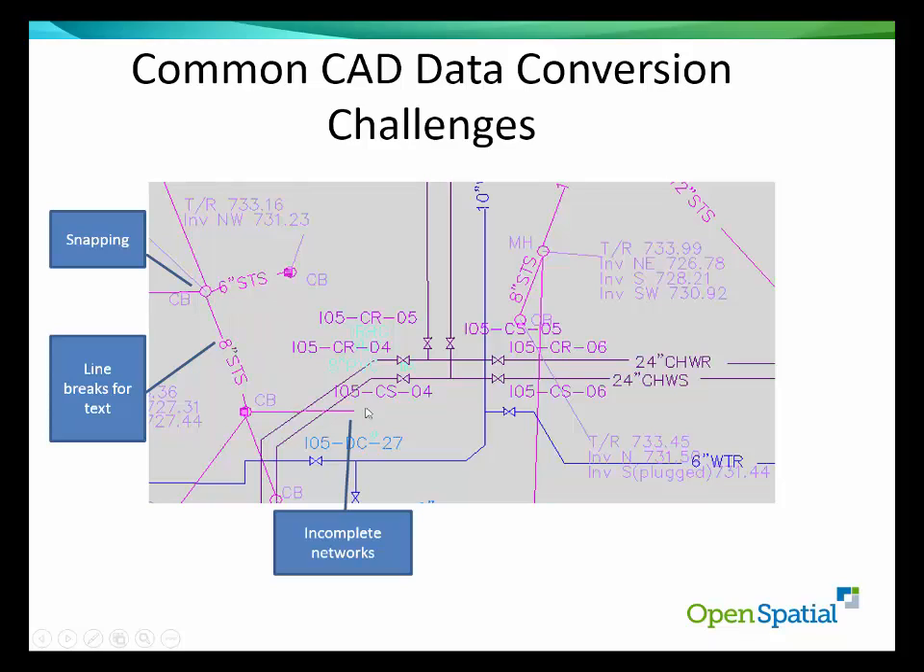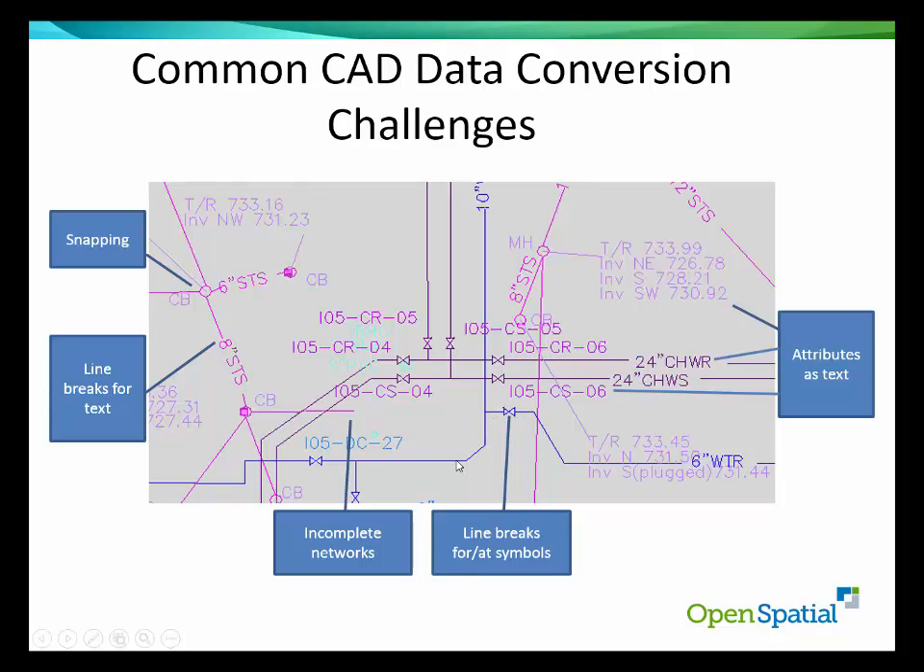Here's a storm data set with the pipe coming from nowhere. Is it going out there, coming in there? What does it connect with? How will you model with that? Or symbols that break the lines, and the line snaps to the edge of the symbol. So this pipe has no idea that it connects through to those ones.